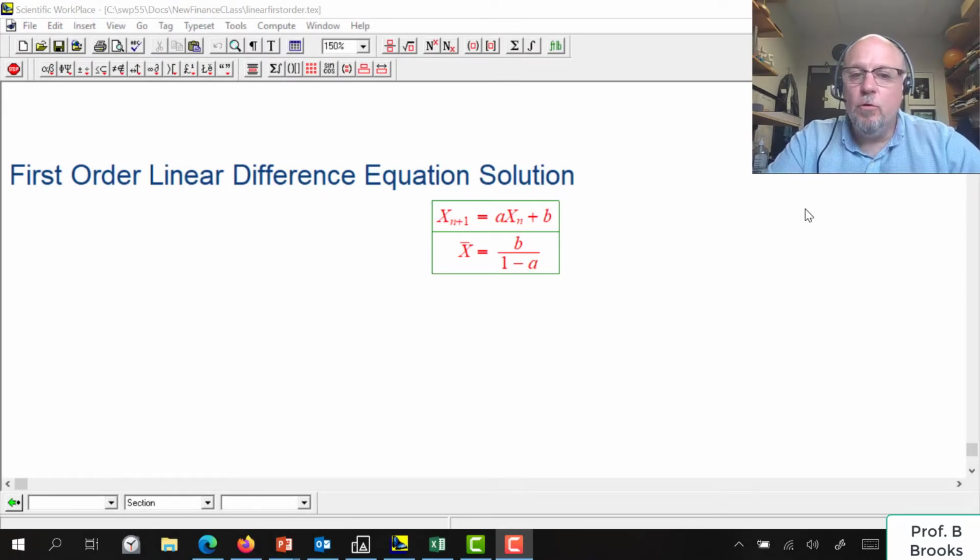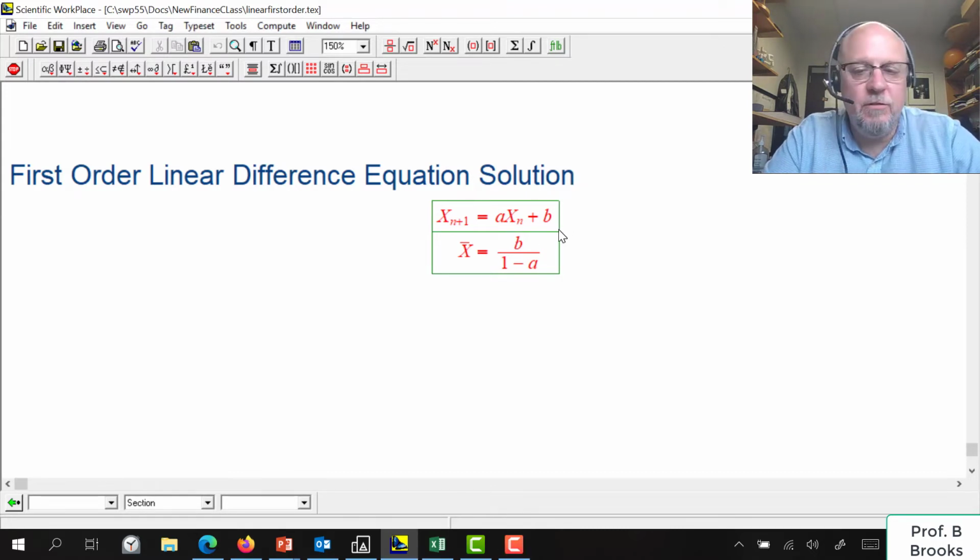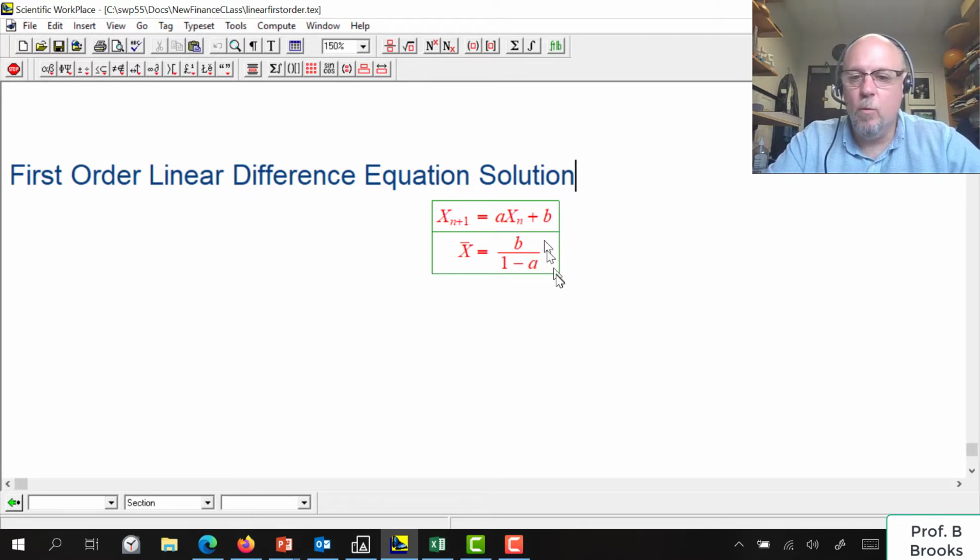So a first order linear difference equation is any equation where the next term in the sequence is A times the last term plus B. So it's a first order linear difference equation. The previous video went over some examples in personal finance, and in the previous video, we found the equilibrium of this equation, B over 1 minus A.